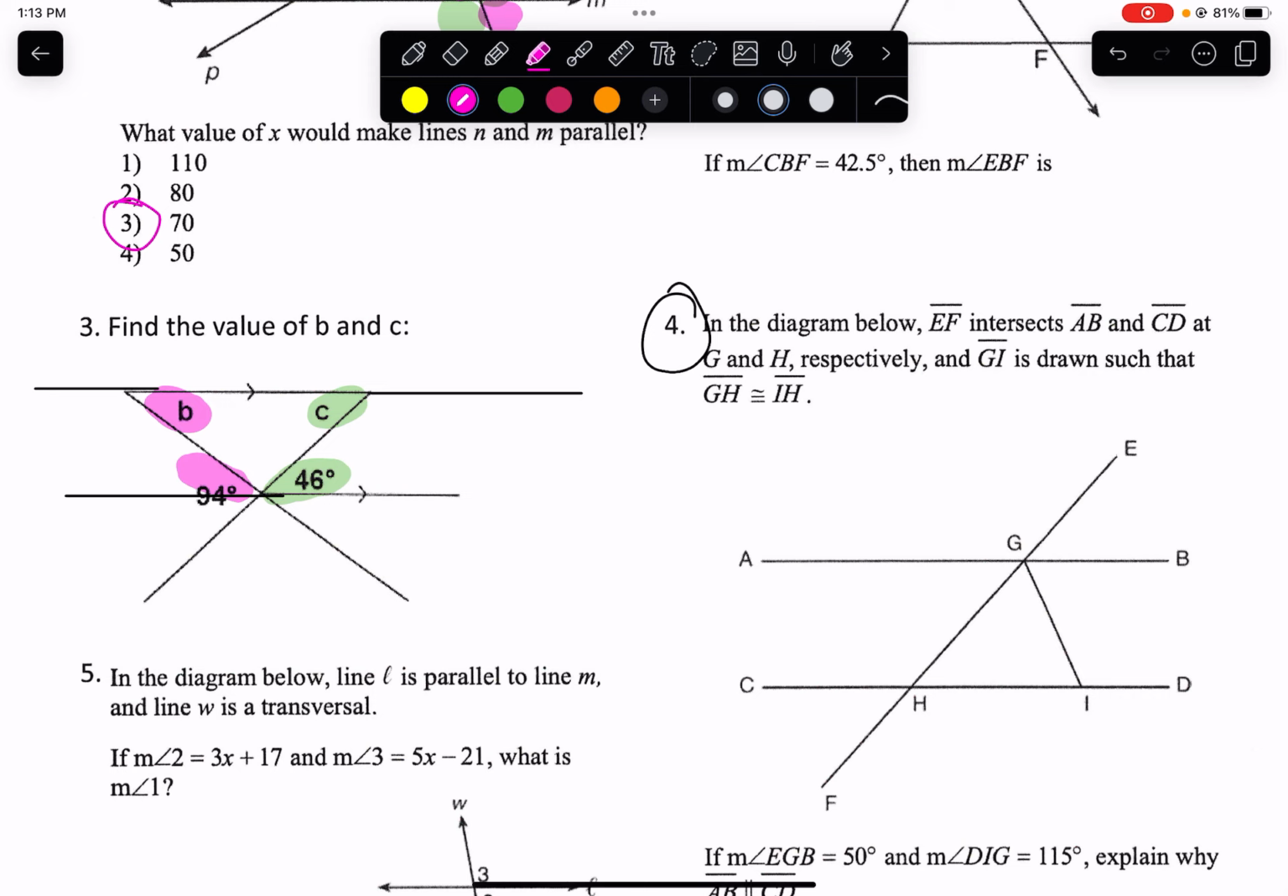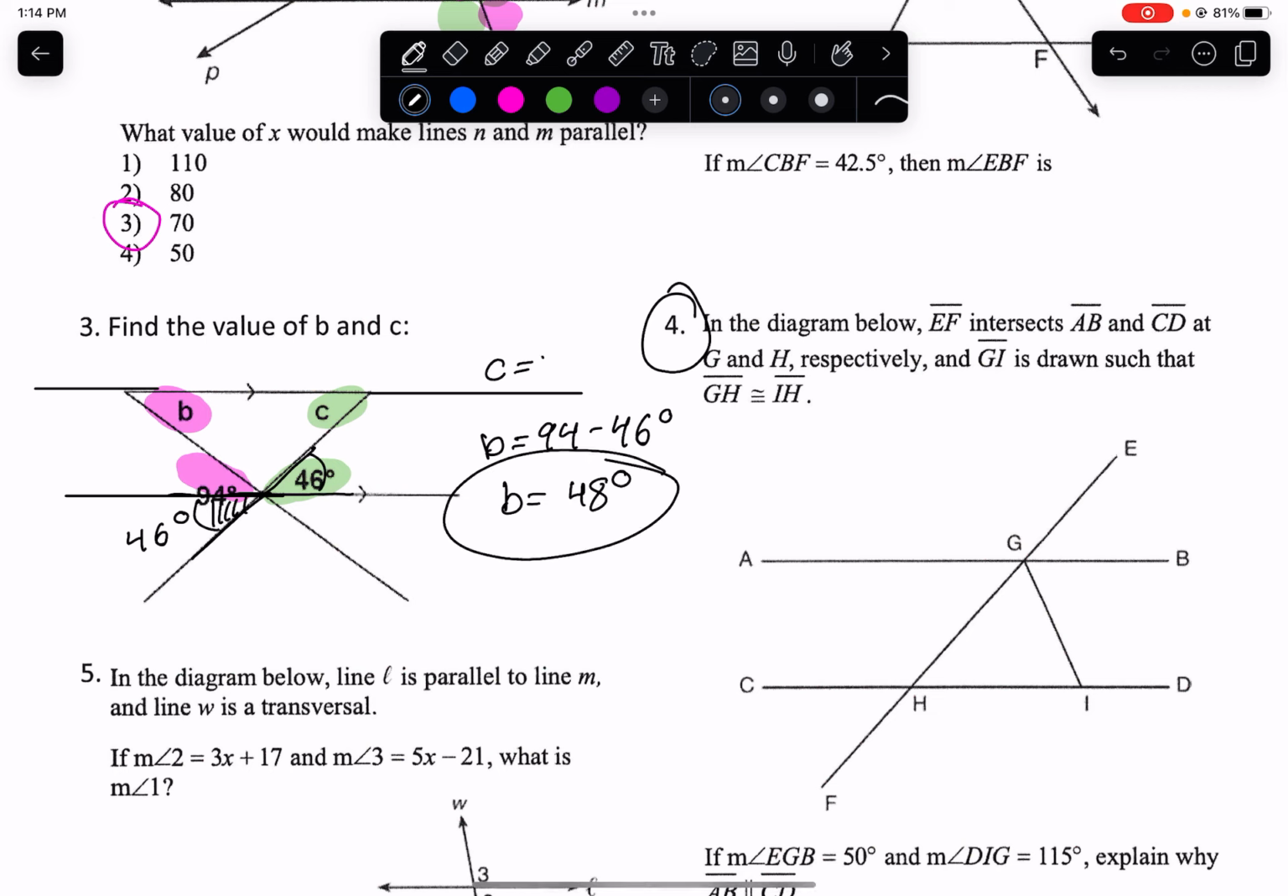So let's see what else we know. So I know that this piece is 46. So then because of vertical angles, I know that this piece is 46. So B is equal to 94 minus 46 because by cutting away this piece, I'll be left with just the pink. So now I'm just going to do 94 minus 46, and I get 48 degrees. So C is equal to 46 degrees, B is equal to 48.